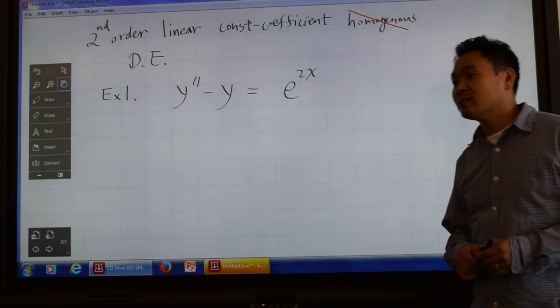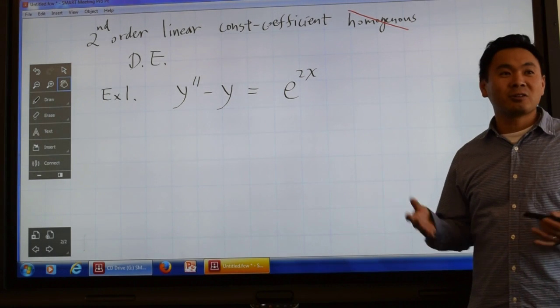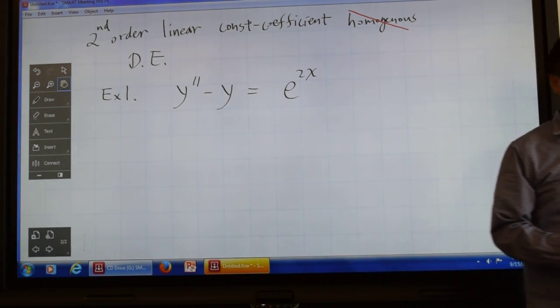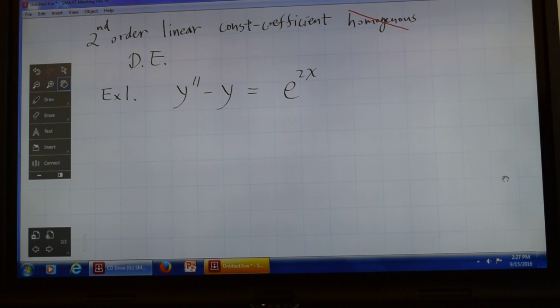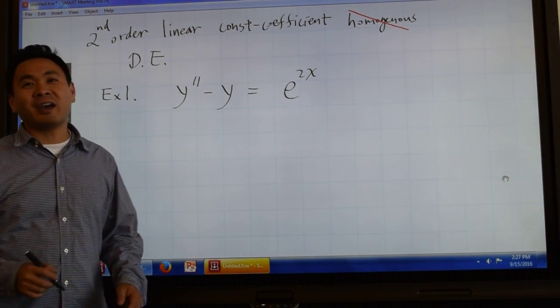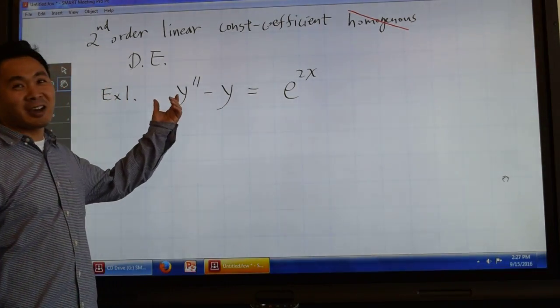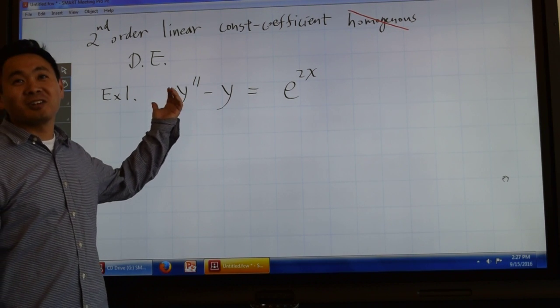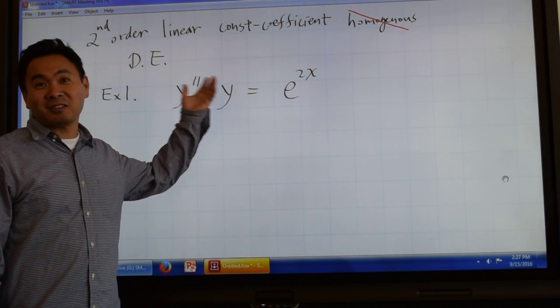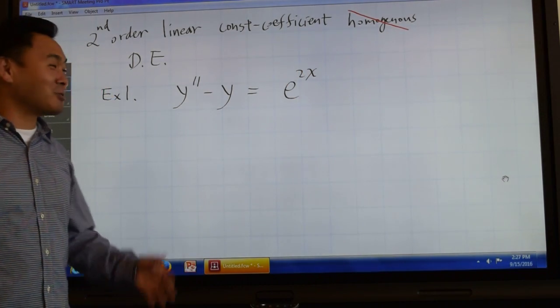What do you want to plug in? No, come on. Just think about another function that you can plug in and get something similar to the right side. Cosine x. 2e to the 2x? Okay, let's try 2e to the 2x. I like that. By the way, cosine is totally wrong. How can that work? If you differentiate cosine twice, you're going to get another cosine, so you're going to get cosine on the right side. That's totally ridiculous, right?